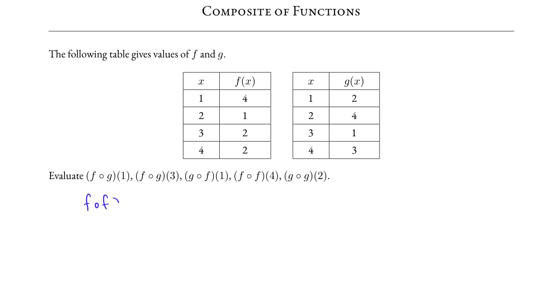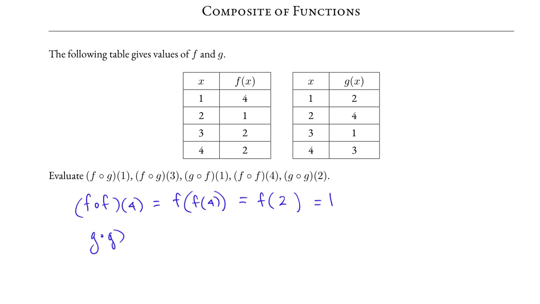f of f of 4 is f(f(4)). The first notation is just a name, and the second notation is the working definition. Always evaluate the inner function first. f(4) is 2 from the f table, and then at this point we need to evaluate f(2), but f(2) is 1.